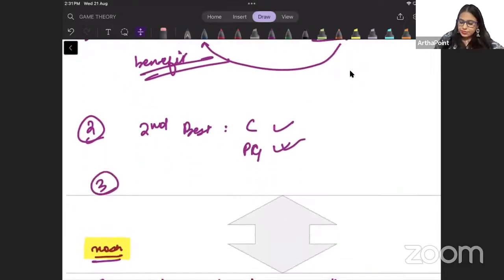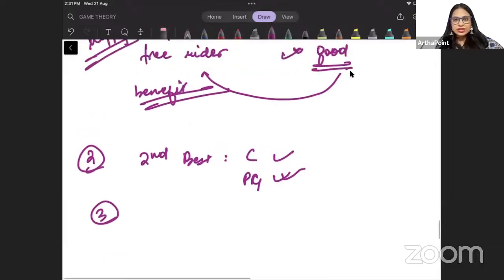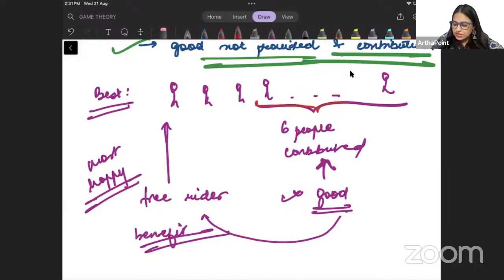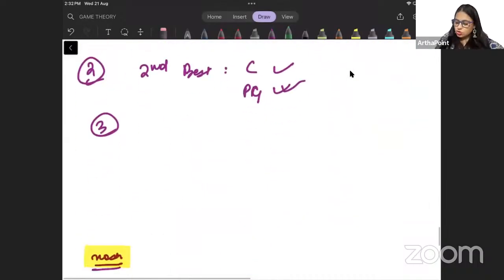Third thing that can happen is now, basically, he has contributed. He thought I will not contribute. And we saw that instead of 6, only 5 people contributed. Enough contribution did not come. 5 लोगों ने contribute किया और 5 ने नहीं किया, but he didn't contribute. Right? So no contribution and public good also not provided.